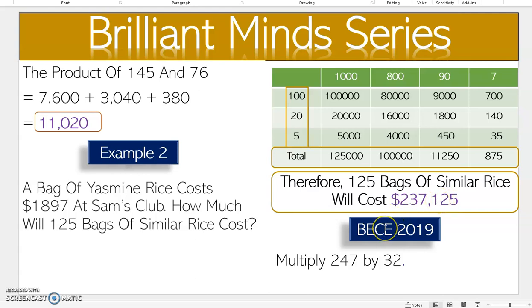This is BECE 2019. This question was actually open. It didn't state that we should use the box method, but I decided to use the box method to solve this particular question. Multiply 247 by 32.